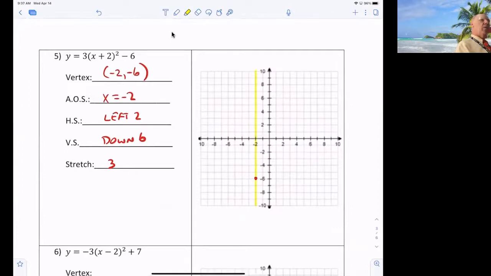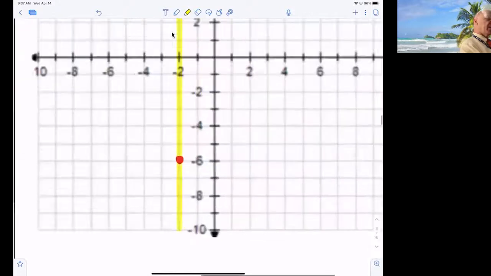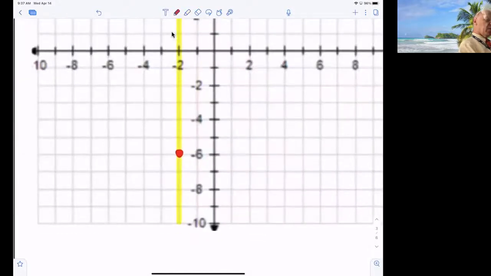Okay, now, normally we would go what? Up one. Over 1, up 1. In this case, we're going over 1 and up 3. Up 3. Come on, guys, everybody can do that. Over 1, up 3.